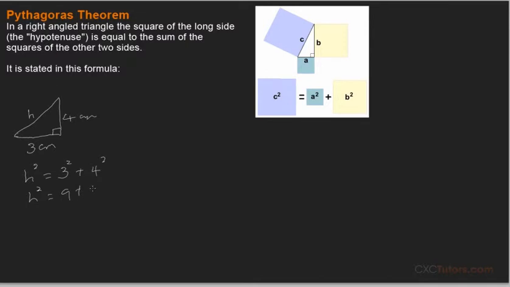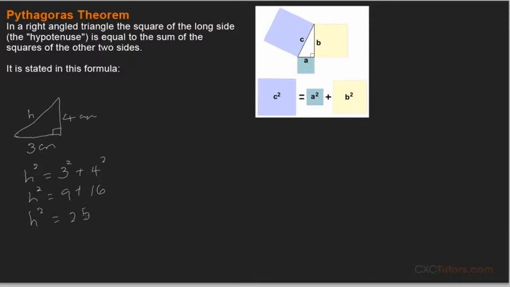9 plus 16. Remember, we do not add 3 and 4 to give 12 and then square that. That's not how it goes. We square 3, write down our answer, then we square 4, write down our answer, and then we sum both numbers. So 9 plus 16, that's 25.